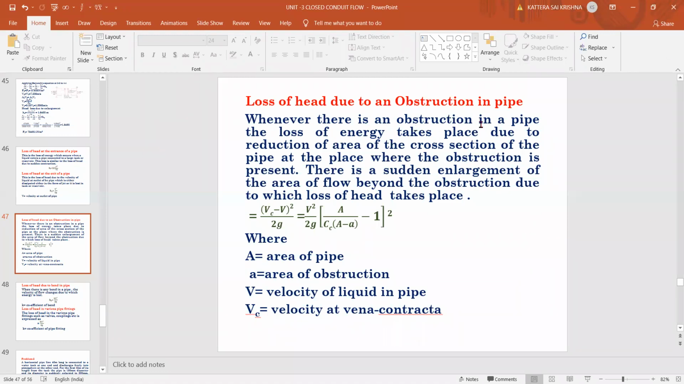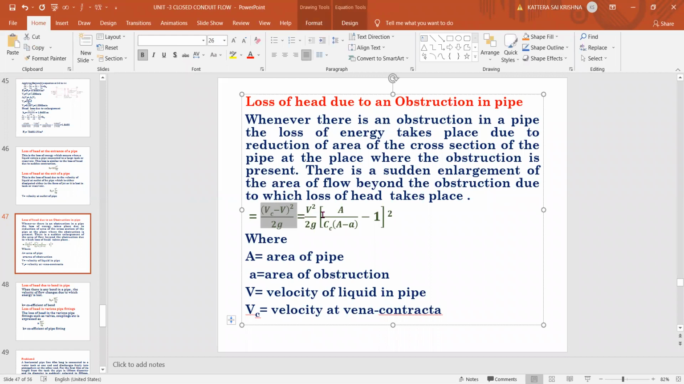So whenever there is an obstruction in the pipe, the loss of energy takes place due to reduction of the area of the cross section. So in between the pipe, if you keep something, the cross-sectional area reduces. So because of that, the energy loss takes place here, right? There is a sudden enlargement of the area of flow beyond the obstruction, due to which loss of head takes place. The formula for this is Vc minus V, whole square, by 2G, or we can use this one if the Cc value is given to us.